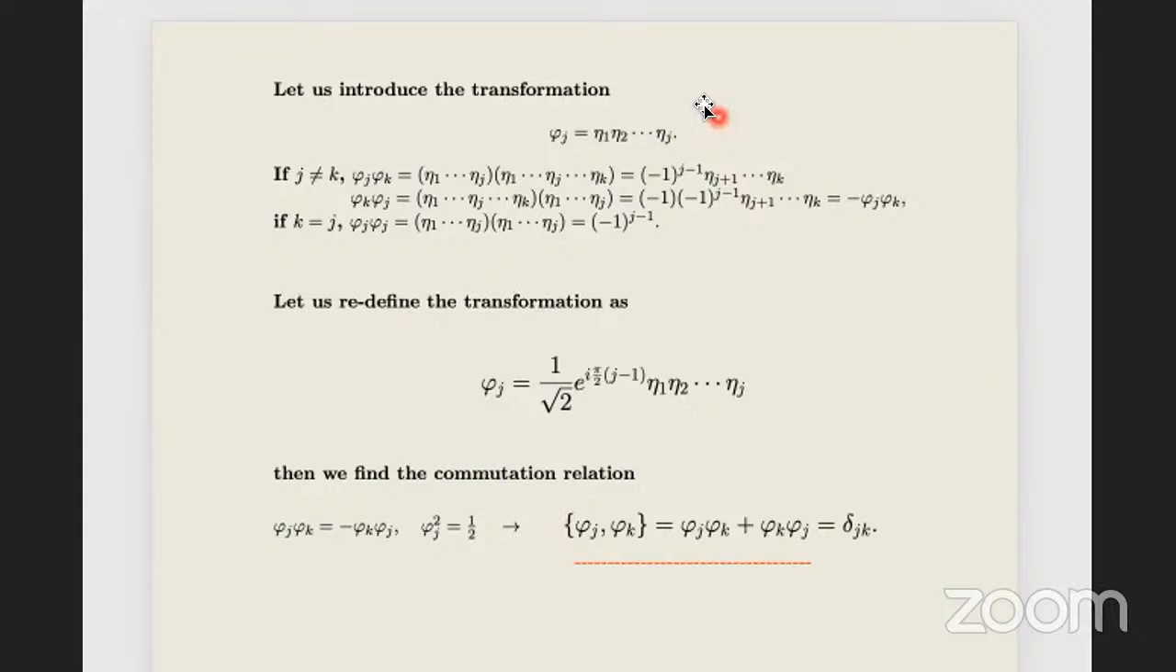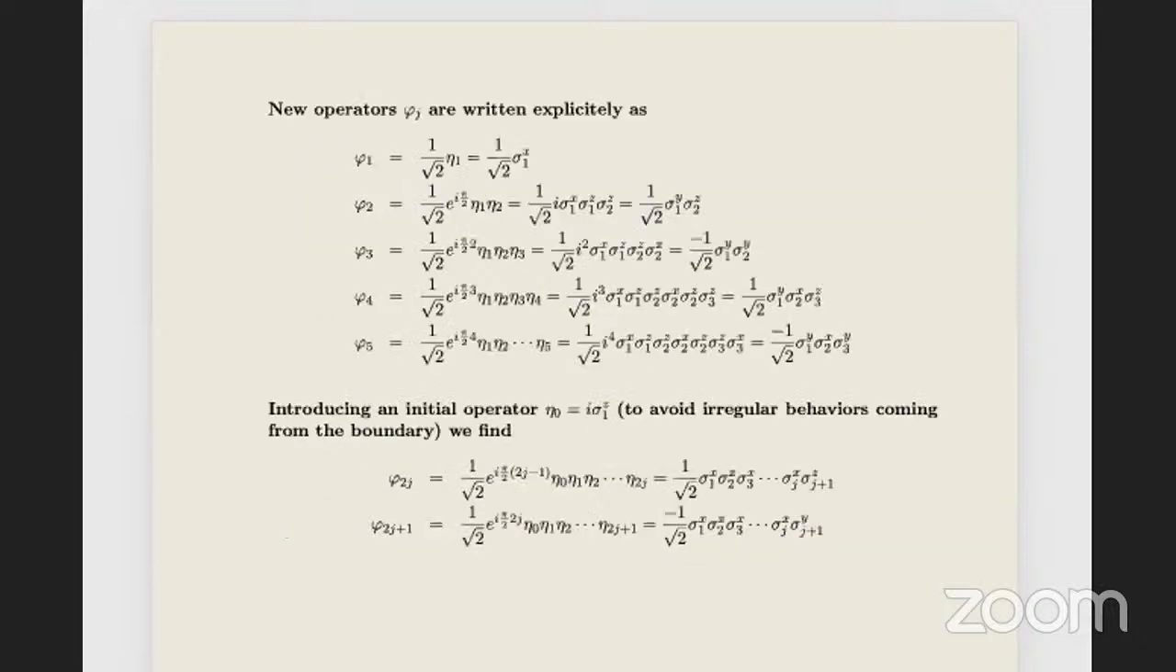We consider the product phi j, and then we find that they anti-commute for all j and k here. But we also find that the square of this phi j shows an additional sign here. So let us redefine phi j like this. This is a normalization factor, and this is a phase factor. Then we find that they satisfy this relation and this anti-commutation relation, and we find the Fermi operators here. This is the explicit form of the transformation in the case of this transverse Ising model. So phi j is explicitly written here.